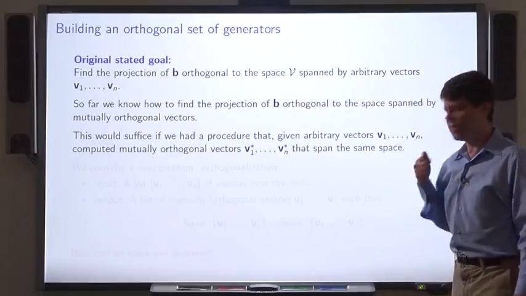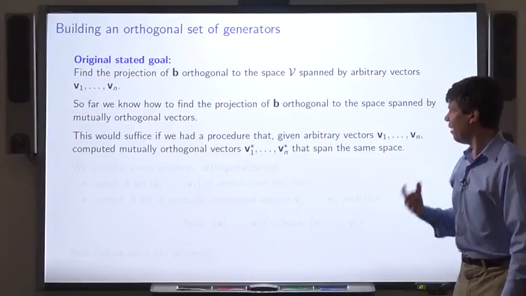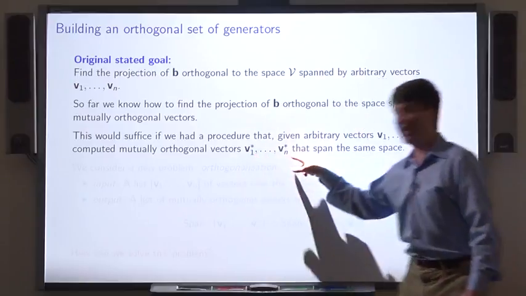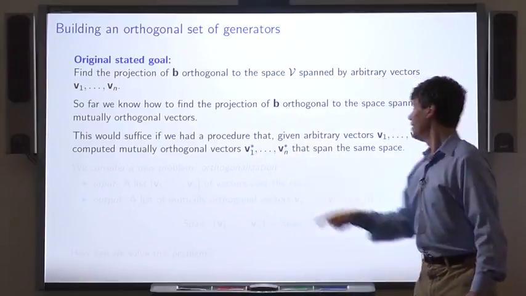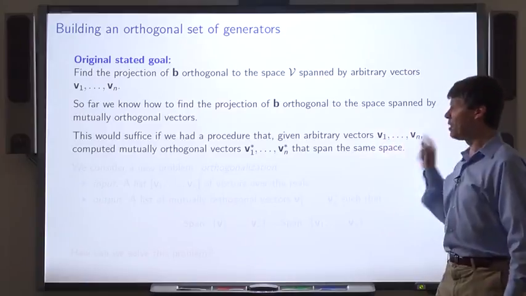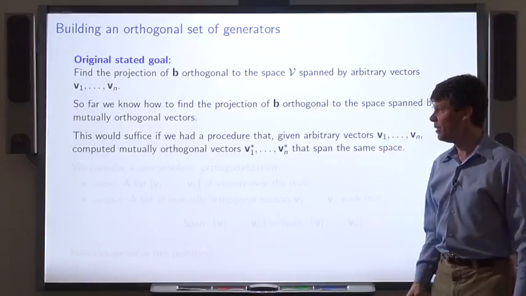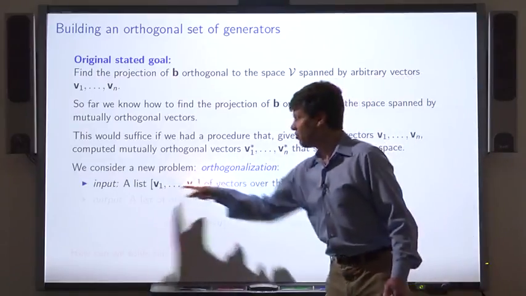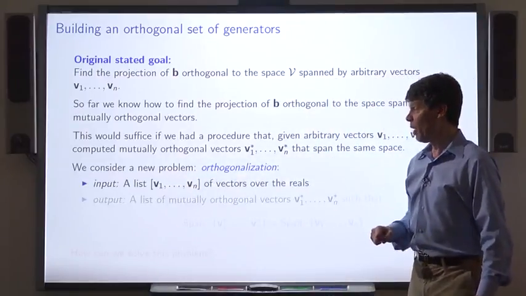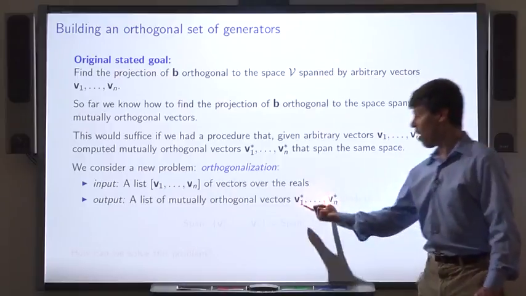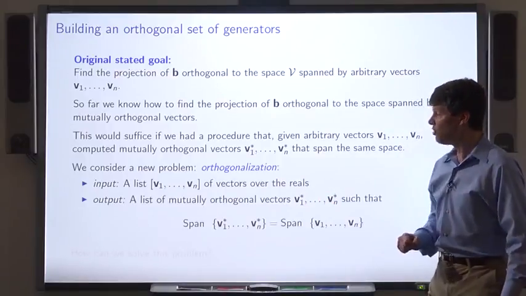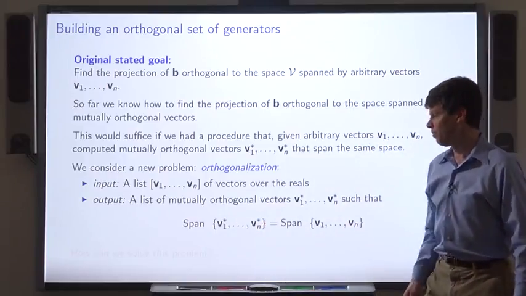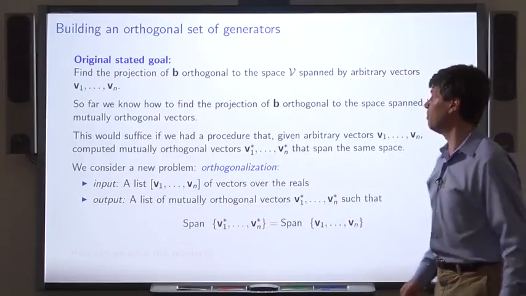Well, the procedure we have would suffice if only we had a way of going from arbitrary vectors v1 through vn to mutually orthogonal vectors v1* through vn* that happen to span the same space as v1 through vn. This is called orthogonalization. We're given vectors v1 through vn, and we want to produce a list of mutually orthogonal vectors v1* through vn* such that the span of those vectors equals the span of the original vectors. How can we solve this problem?